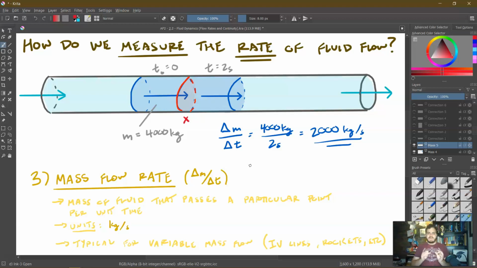Now, this is typical for what we call variable mass flow. What we mean by that is that for some reason the mass is changing as the fluid flows. That is really common for IV lines, where you might have drugs or anything in the solution, so that could change the mass at various points. Or for instance rockets, where rockets expel rocket fuel, but in doing so they lose some of their mass. So that's pretty typical as well.